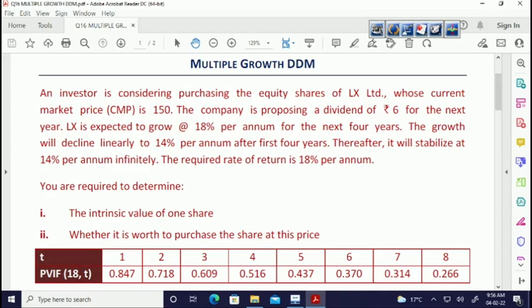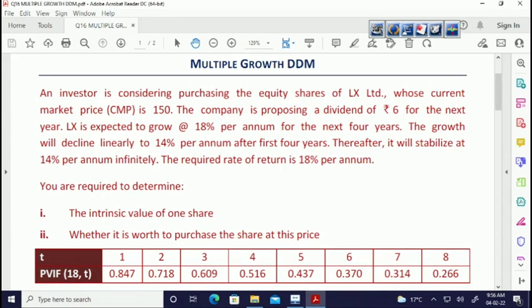Or do they mean to say that the first year's dividend 6 contains the growth rate of 18 and we have to grow by 3 more years? So I am confused over here. After the first year, do we have next 4 years growth? Or after the first year, we have next 3 years growth? Got it? Let's see. Growth will decline linearly to 14% per annum after first 4 years.